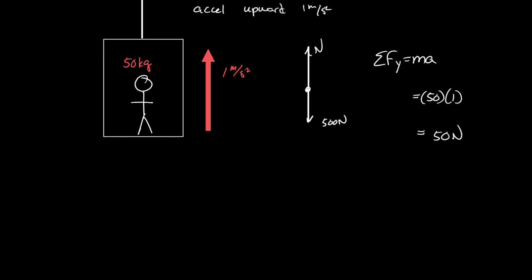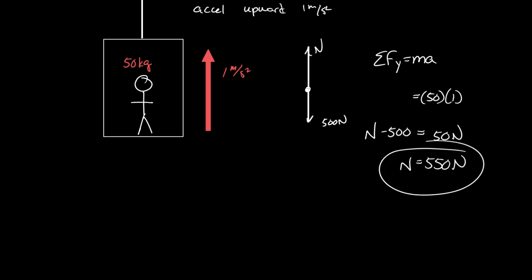But there are two forces acting on the person. There's normal force up, and there's weight downwards. If I want the normal force on the person, then that looks like 550 newtons. Any questions about that? All right.